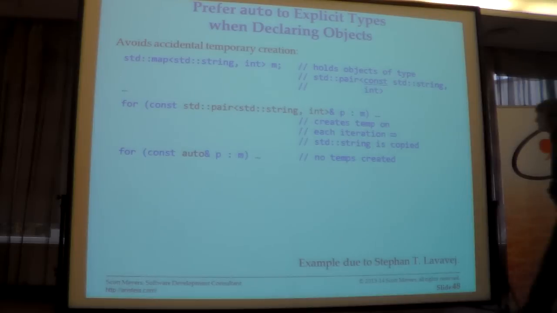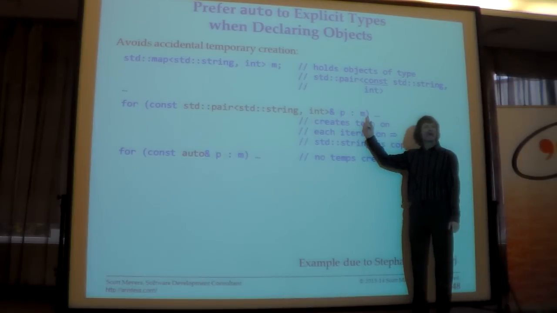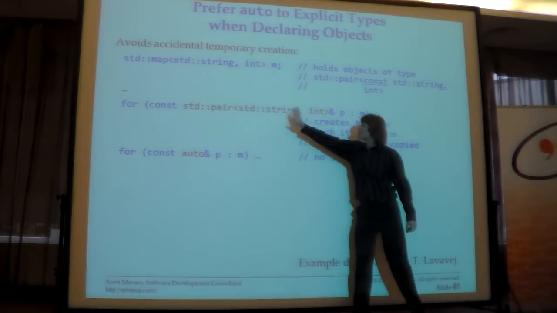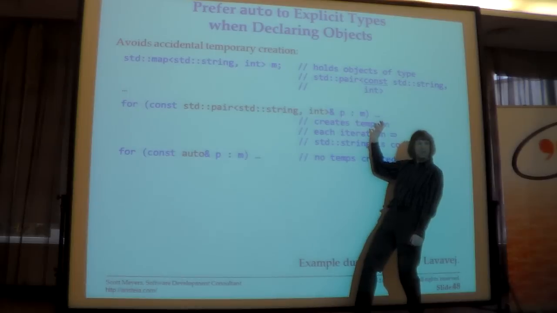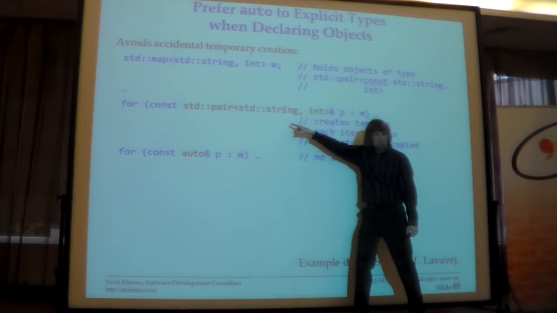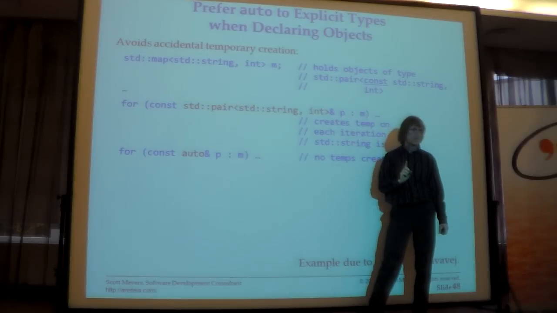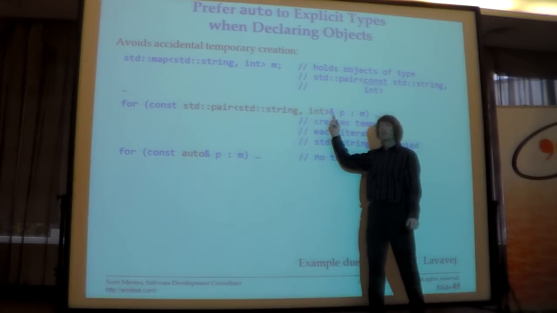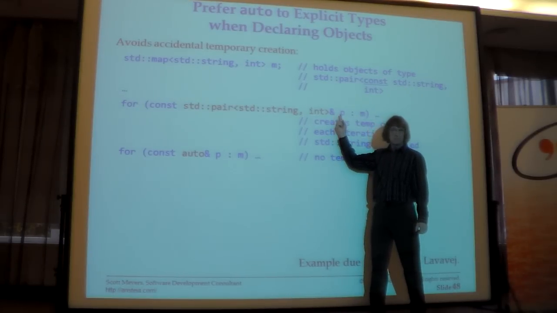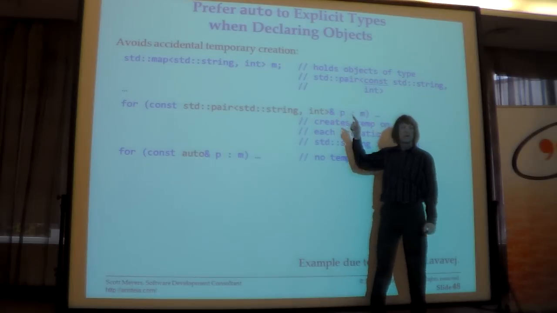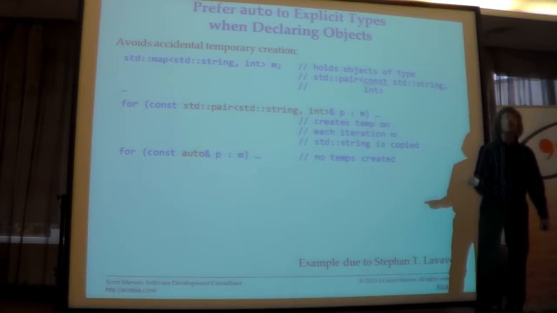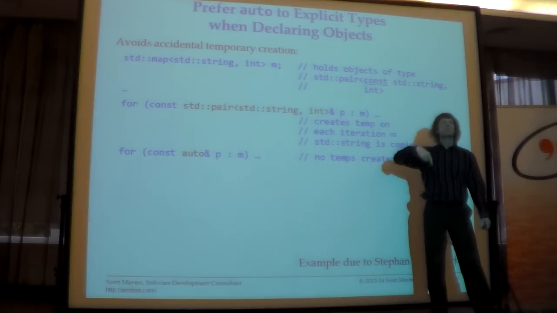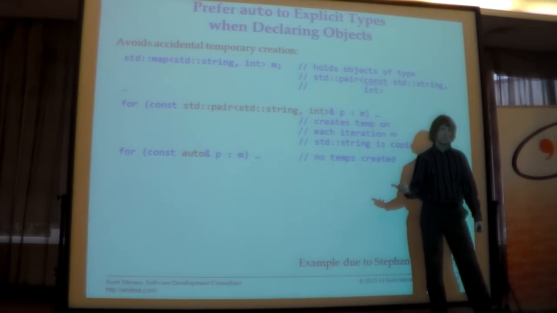So the compiler proceeds as follows. It takes the first pair of the map, it creates a temporary pair, string and int, and in doing so it copies the string from the pair into the temporary pair, which means you just paid to copy that string, which is what you were trying to avoid by using the reference. It binds p to it, it does something with it, and at the end of the iteration, it destroys the temporary, which means it destroys the string that it copied, and it moves on to the next element of the map.